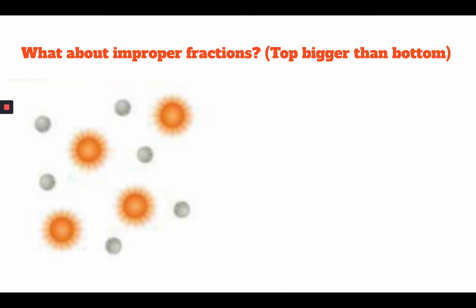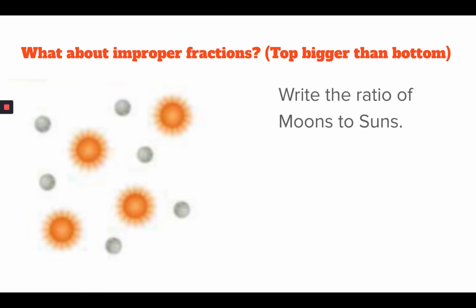What about an improper fraction? That's when the top is bigger than the bottom. So if you don't remember what an improper fraction is, it's when the numerator, the top of the fraction, is larger than the bottom of the fraction, the denominator. So in this question, if I ask you to write the ratio of moons to suns, if you count, you will note there are 6 moons and 4 suns.